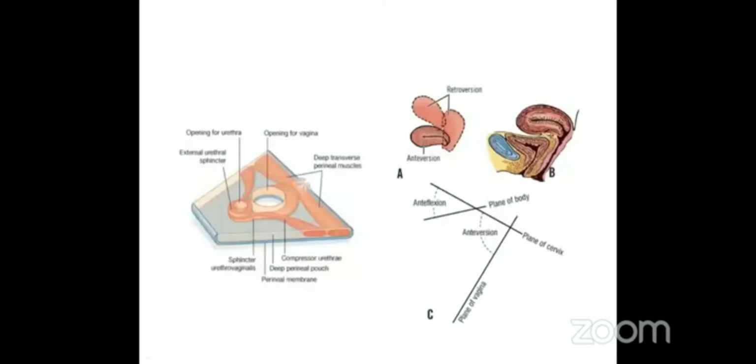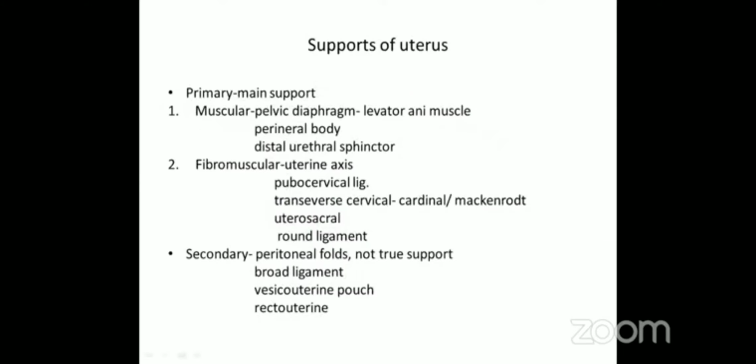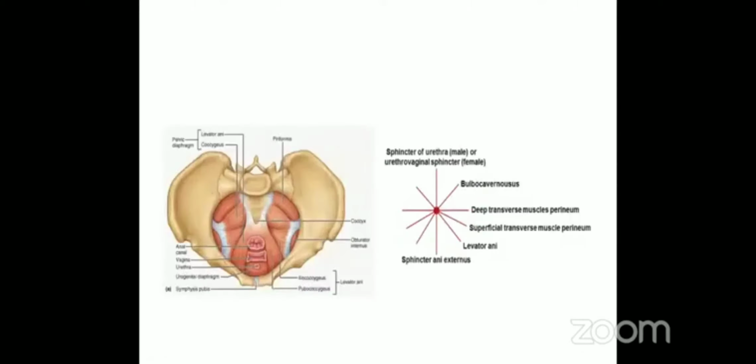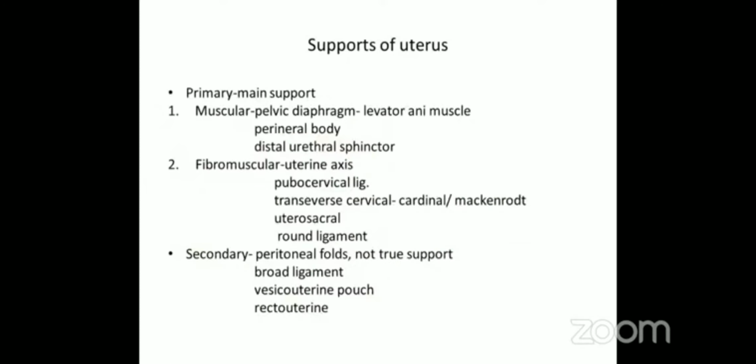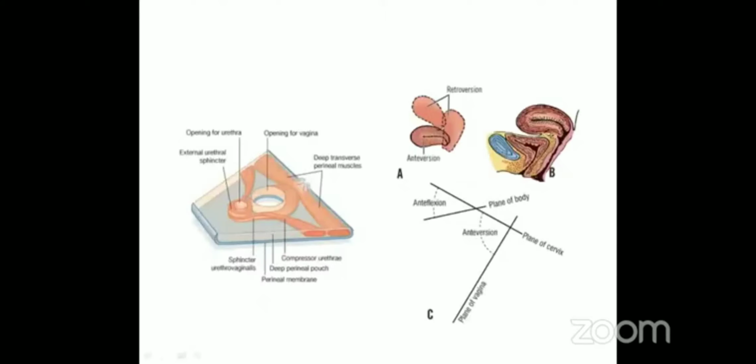Then there is the perineal body. Perineal body is present between the opening of vagina and anal canal. There are different muscles in the perineum, we are not going into details, which have a common attachment at this, and this is the main support of the uterus, and this is generally torn during vaginal delivery. And the distal urethral sphincter, which is part of the urogenital diaphragm. See the fibers encircling the vaginal opening, so it will again support the uterus.